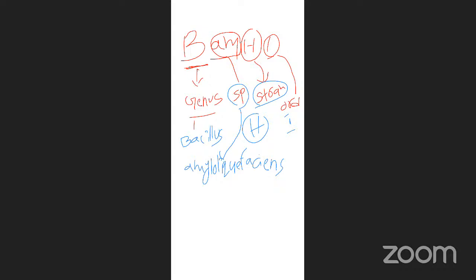This is the second one, BamHI, and the third one is HindIII. Is it clear? Second one, BamHI nomenclature. For example, HindIII, serial number 3, HindIII.